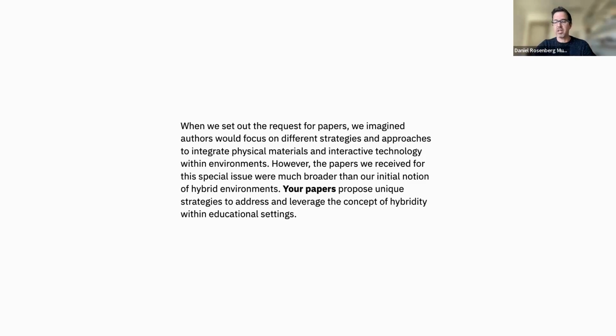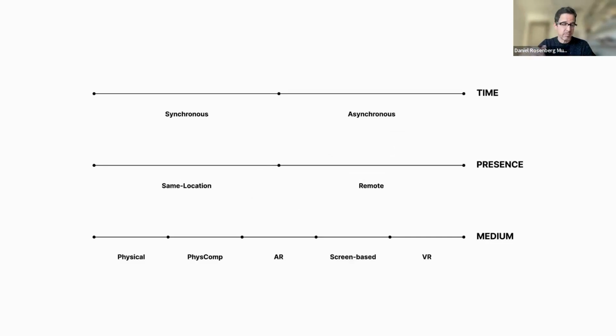And that's how we started reframing our initial framework that is here at the bottom. At the bottom, you have the medium, which was the basic initial way we were thinking about hybridity, but then we added the presence and time, which was based on the time-space matrix presented by Cal, the second paper.